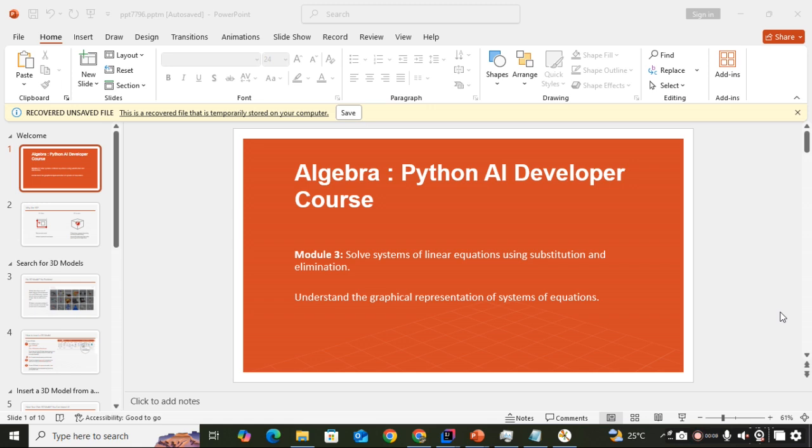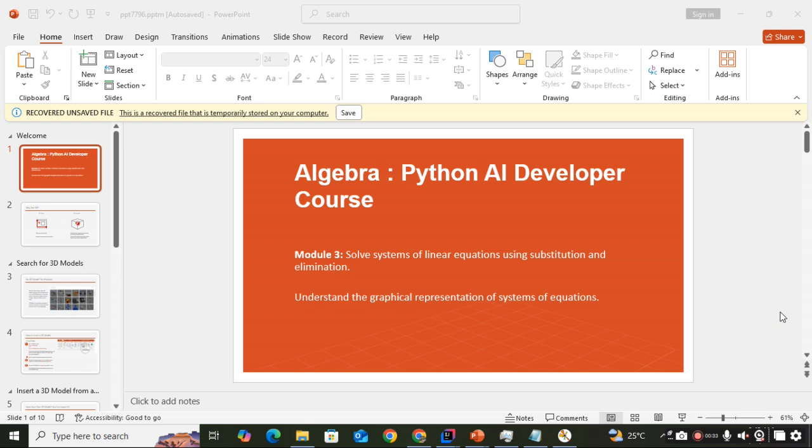It is a Python AI developer course. Now here, in this presentation, we want to automate problem solving in Algebra by using Python as the programming language. In this specific example in Module 3, we will try to solve systems of linear equations using substitution and elimination. Now, what is essentially substitution and elimination?